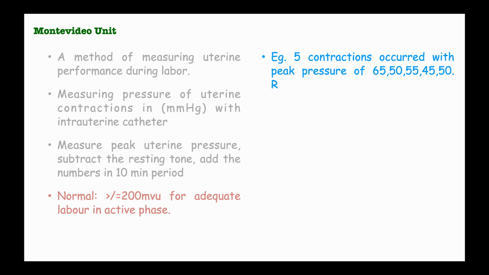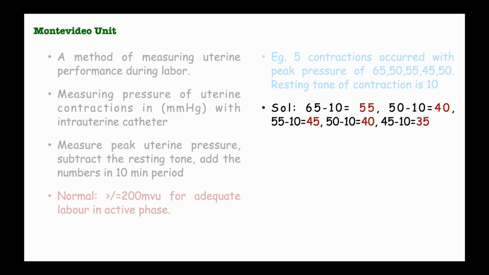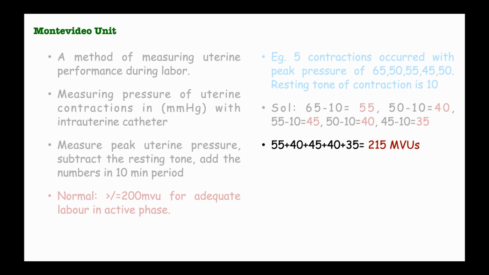For example, if the woman has 5 contractions which occurred with peak pressure of 65, 50, 55, 45, and 50 respectively, with a resting tone of 10, we subtract 10 from each of these numbers, and whatever we get, we add it together. And so we are going to subtract 10, as you can see over here, and then add it, and over here we get 215 Montevideo units, which is adequate for labor in the active phase.